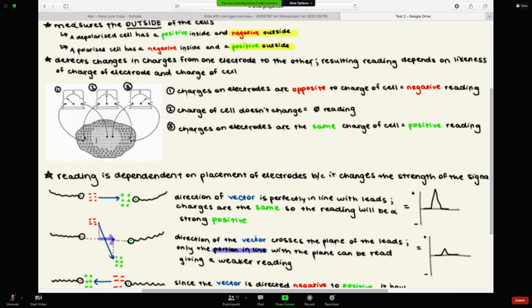EKGs read the outside of the cell. In a normal polarized cell, it's inside negative, so the outside's positive. So all of this that's positive is polarized. And here the outside is negative, which must mean the inside is positive, so I know that's depolarized. That's the weird thing about EKGs that trips everyone up: you're reading the outside of the cell. So negative going to positive is going to negative. Those are opposite, so I'm going to get a negative reading on my EKG.